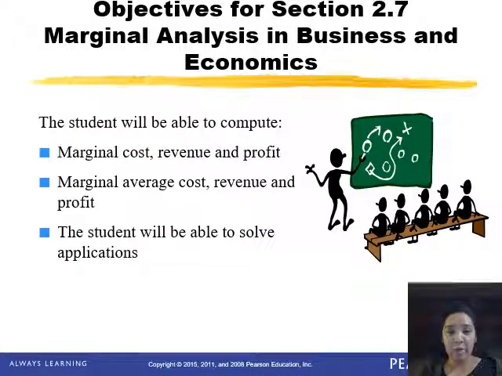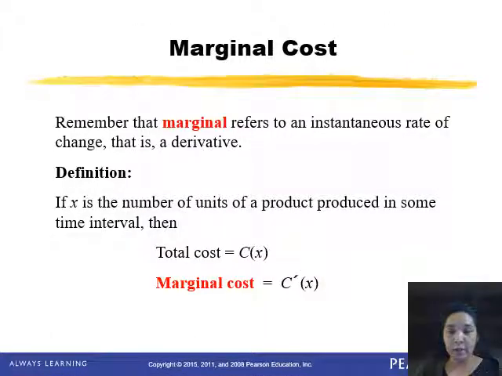We're going to talk about marginal cost, revenue, and profit, and how to solve these problems using the derivative, which is why I skipped through a lot of the examples concerning this topic in the previous sections. So, marginal refers to the instantaneous rate of change or the derivative. And so we have the total cost.